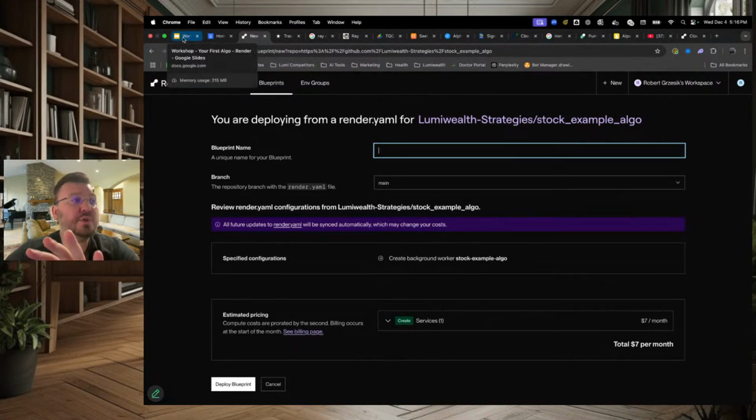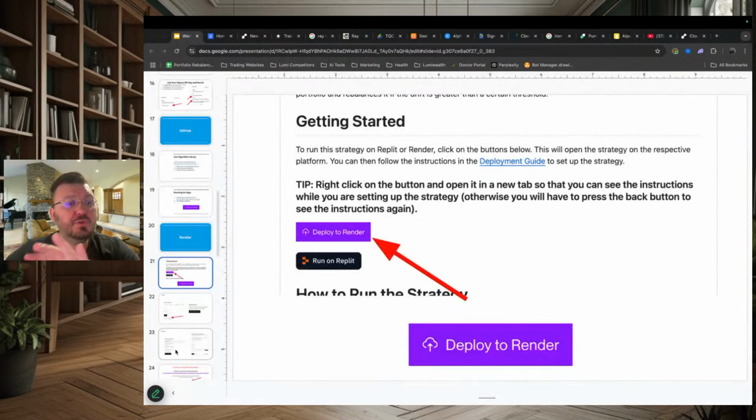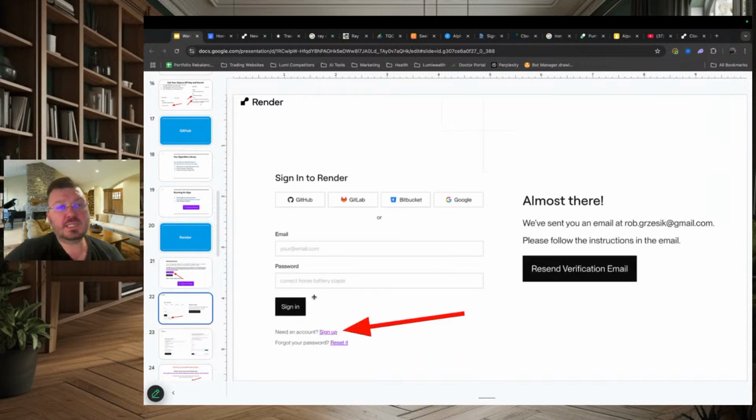For you, it's going to show something a little different if you do not have an account yet. So let me walk you through the slides, because I have an account with them and it's all linked up. But this is what you might see if you are brand new to Render. You'll click the deploy to Render button and then you'll probably see something like this. It'll tell you to sign in. If you have an account, obviously sign in. If you do not have an account, there's a button down here that says sign up.